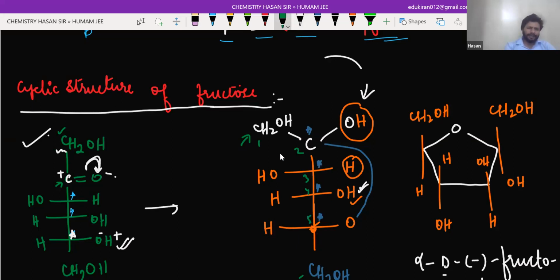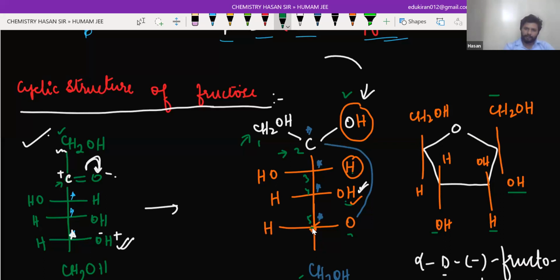So the cyclic structure is in between second, third, fourth, fifth, and the sixth. That means in the cyclic member you have five atoms. That means cyclopentane type. So I draw this, and now again the same thing. OH on the right that will come below. CH2OH on the left that will come above. Okay. H on the right below. OH on the right below. OH on the right below.